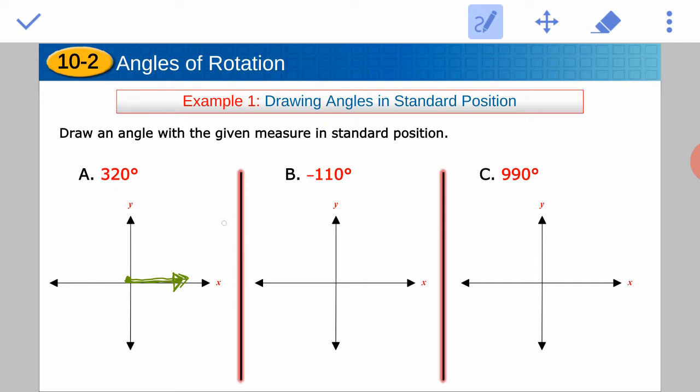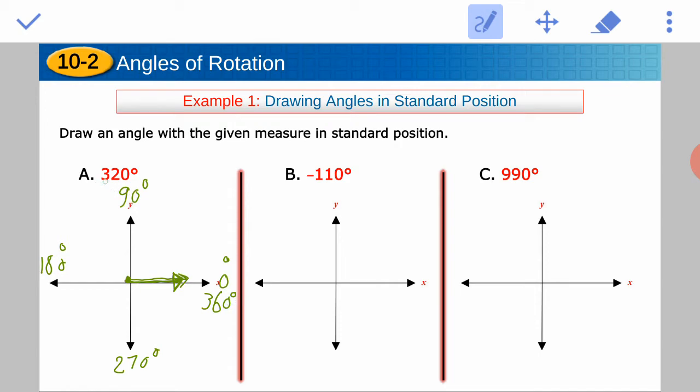Guys, 320. If you start from here, this is 0. A quarter of the way is 90 degrees. Half the way is 180 degrees. Three quarters of a complete round is 270 degrees. So every time you add 90: 90 plus 90 is 180, 180 plus 90 is 270. If you add another 90 and complete a full round, it's going to be 360. So guys, 0 and 360 are at the same place.